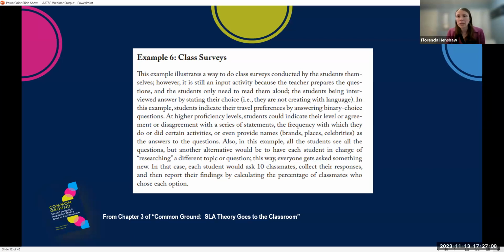It could be just one name, right? Brands, places, celebrities, right? So it doesn't always have to be completely choices that you give to them. Maybe even some novice learners can handle certain things like seasons, colors, right? There could be some things that they are retrieving from their heads, but the vast majority of what you're asking them to do is provided for them. And so that is an input activity. This is one way that you can make it look as if the students are talking, but in reality, you gave them all of the language.